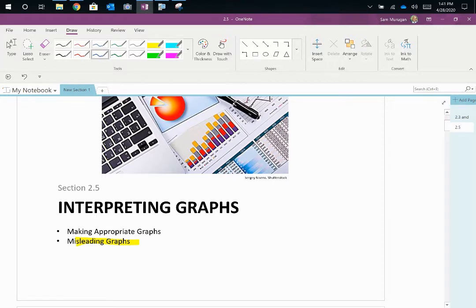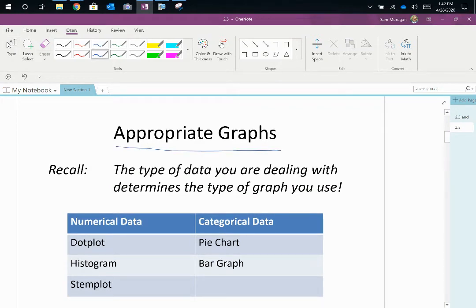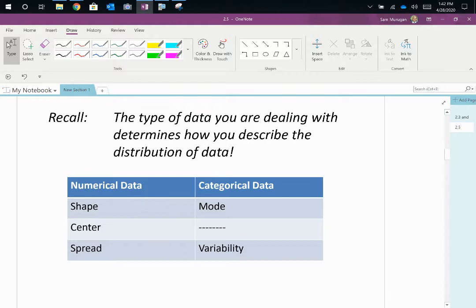So remember that for any type of data, you want to make an appropriate graph. This is important, that you must make an appropriate graph. For numerical data, we know that we use dot plots, histograms, and stem plots, while for categorical data, we use pie charts or bar graphs. Recall also that for numerical data, we use shape, center, and spread. And for categorical data, we use mode and variability.